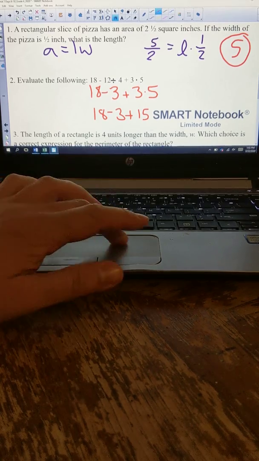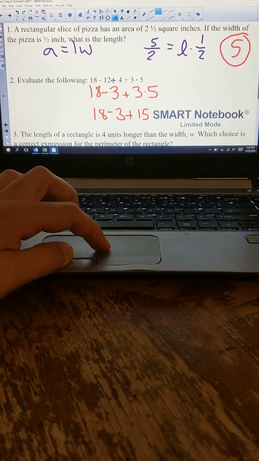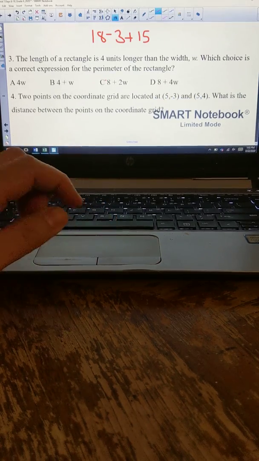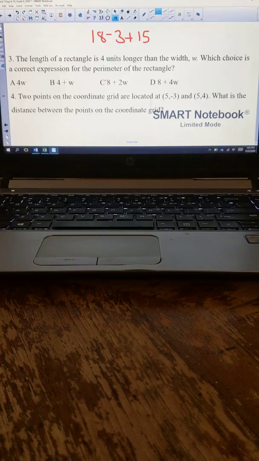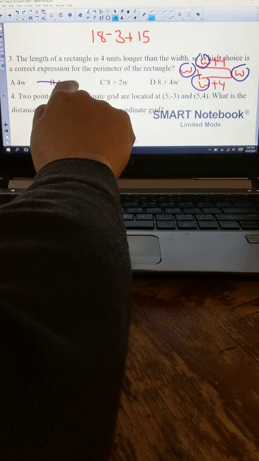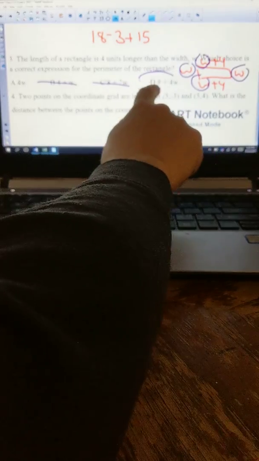Number 3, similar to yesterday's. The length of a rectangle is 4 units longer than its width. W, again, the width is W. There's the width. 4 units longer than it is whatever the width is plus 4. From here, we're combining like terms. 1, 2, 3, 4 W's. Nope. 4 and 4 is 8.